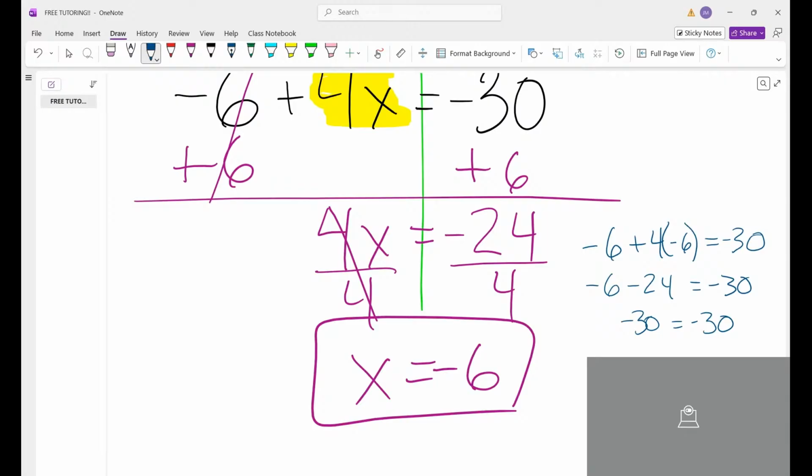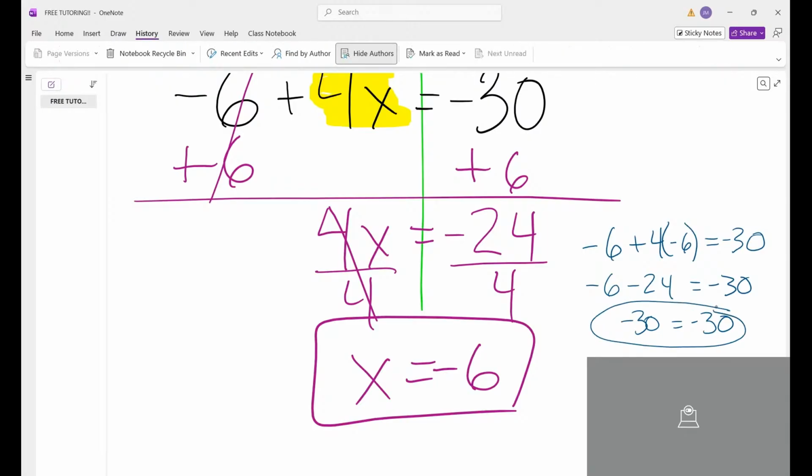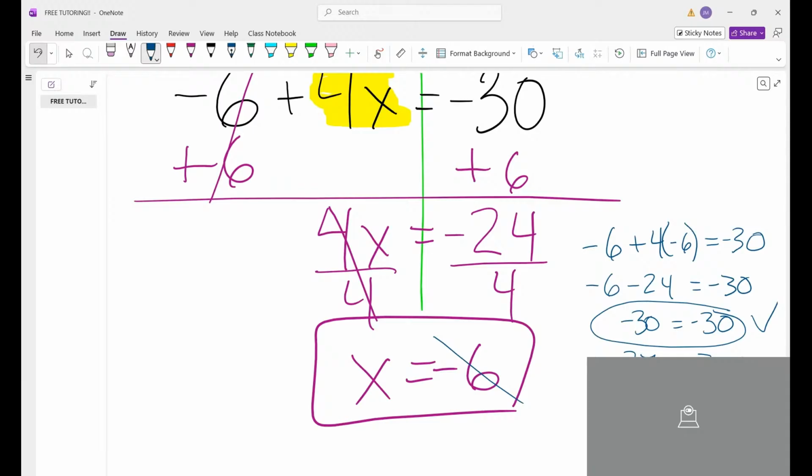So how do you know it works out? Because the left side matches the right side, right? We get negative 30 equals negative 30, so that means it's correct. If you would have got something like negative 27 equals negative 30, then this will tell you, oh no, this answer is wrong. But since the left side matches the right side, that means we are correct. So x equals negative 6 is our final answer.